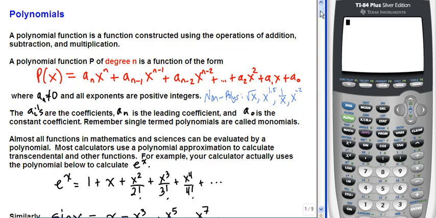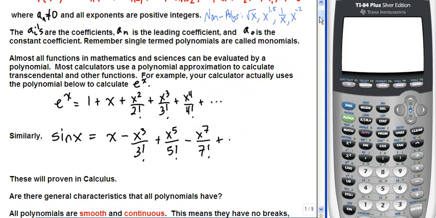Now, polynomials are extremely important in mathematics and science because almost every function in math and science uses polynomials or can be evaluated by using polynomials. For example, a lot of the things that we ask our calculator to approximate for us, like sine of pi over 2, cosine of pi over 6, various values like that, your calculator is actually using a polynomial approximation to figure out these exponential, trigonometric, and logarithmic type of functions.